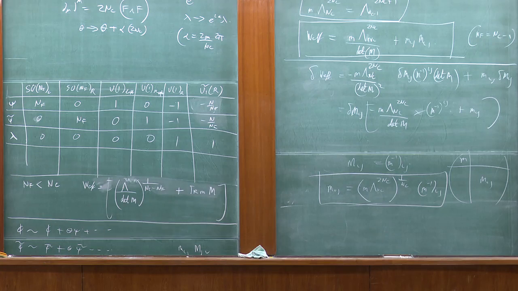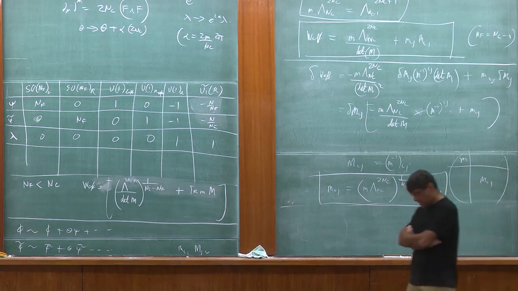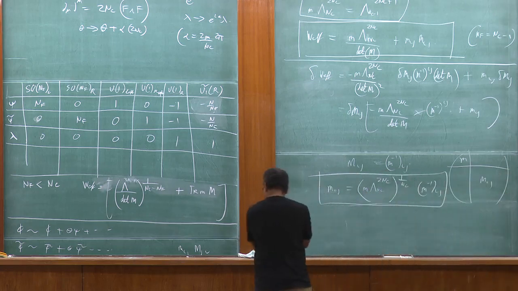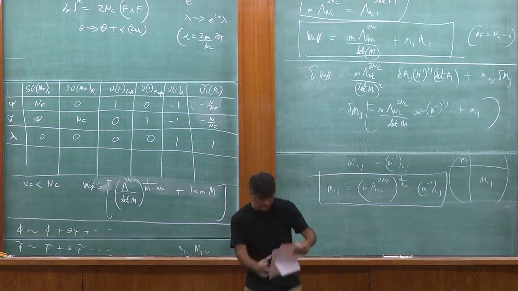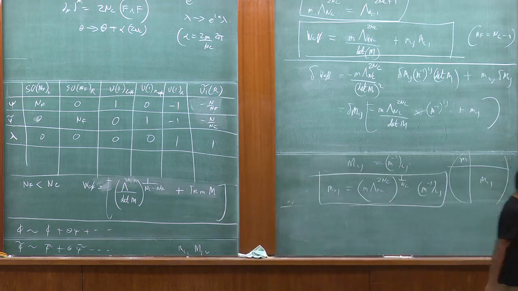Yes. It seems to me that this power will then not be NC, but it will be related to NF. But the phase is related to NC, not NF. If we started with a number of flavors different from NC, and no, I think we always, in fact, Seiberg has given the answer for general NF and NC.